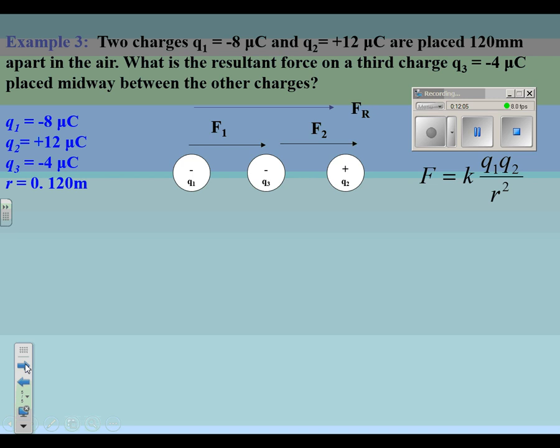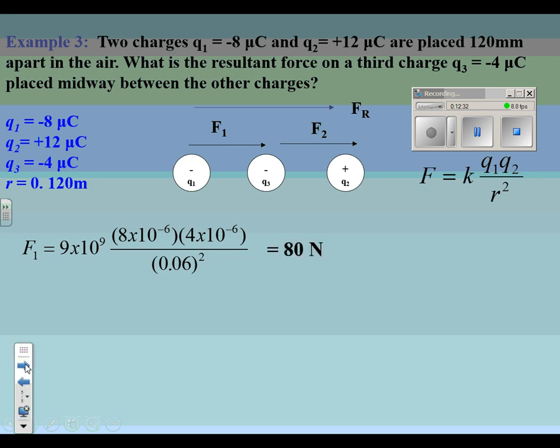So we're going to start with our base formula of F equals K Q1 Q2 over R squared. Now we're going to start with F1 first, and F1 would be our K value, and then we would have Q1 and Q3 that are involved because we're talking about just those two charges. And they are 0.06 apart. Don't forget to square those. Again, I converted from micro to regular coulombs by multiplying by 10 to the negative 6. And I would come up with a value which ends up being 80 newtons.